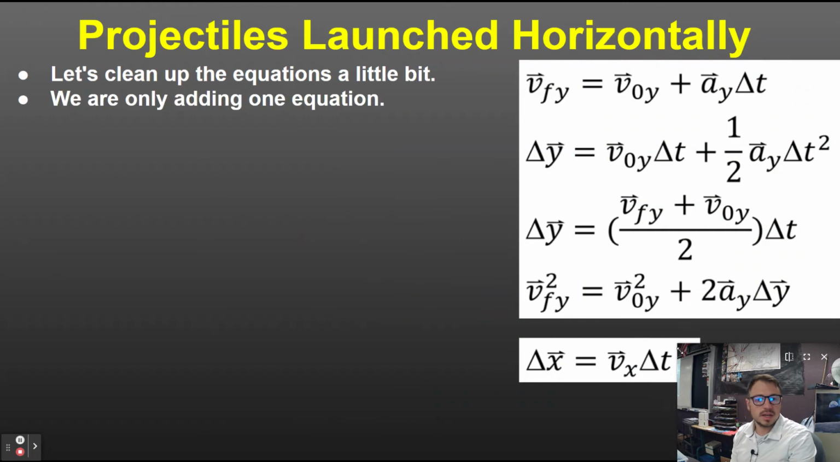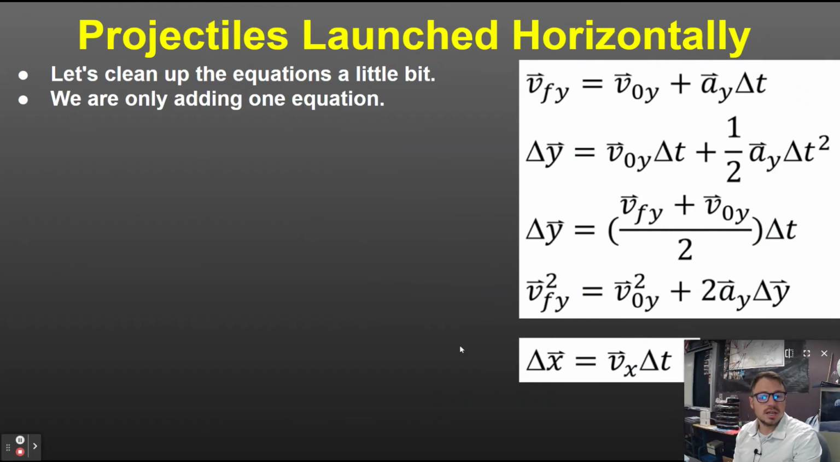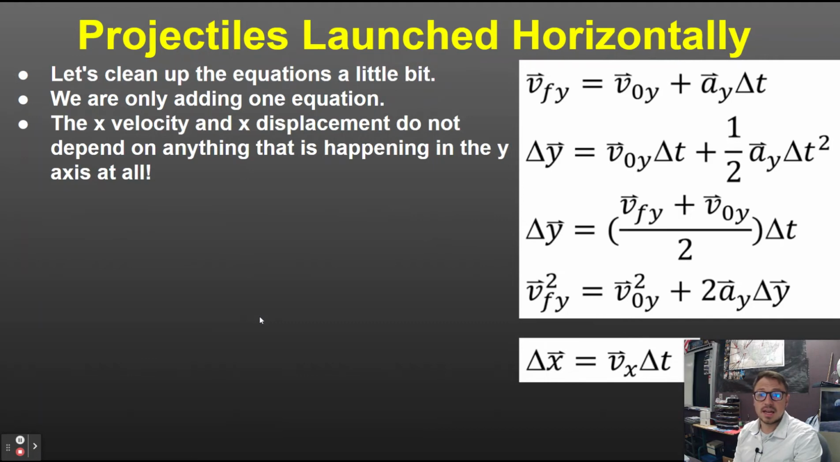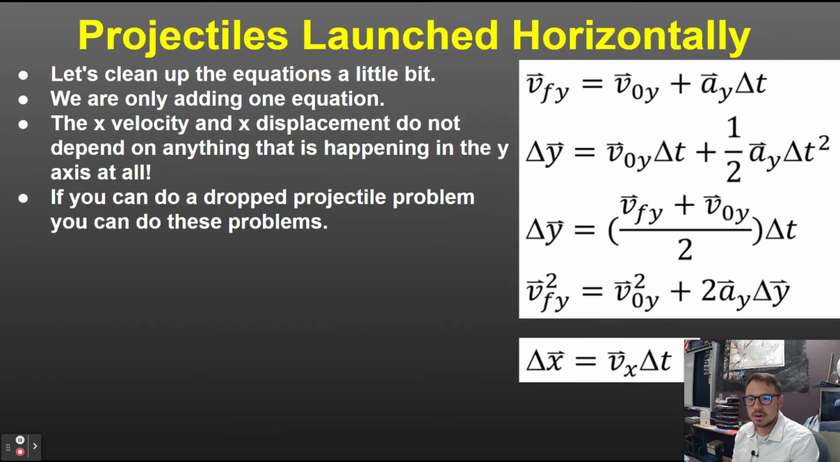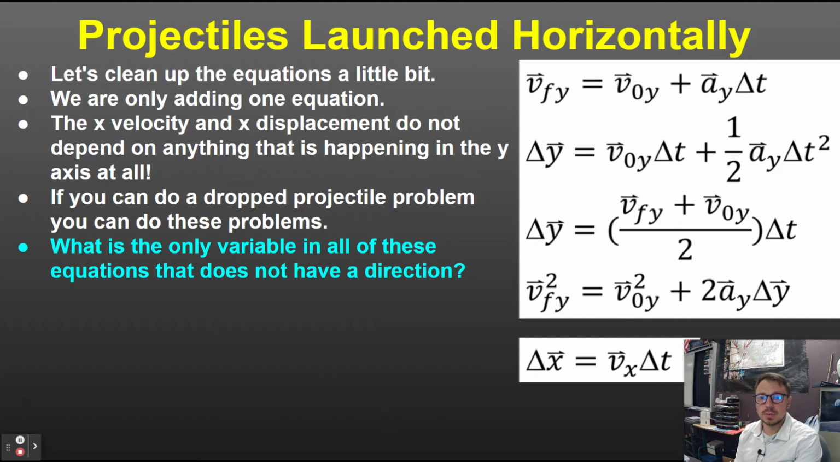So we're only adding one equation, and you can see that equation's added down at the bottom. We only had to add one equation. That's the equation in the x direction, right? And the x velocity and x displacement do not depend on anything that is happening in the y-axis at all. If you can do a dropped projectile problem, you can do these problems. So let's take a look at how these connect.